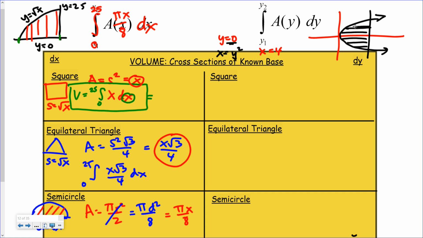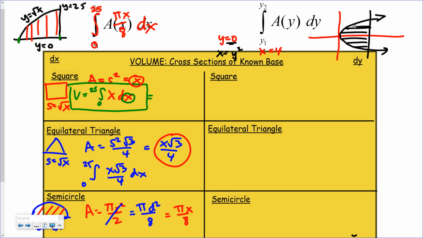Now, I need to make this clear to you. Yesterday, when you did areas, you chose if you wanted to do dx or dy. Does that make sense? You could choose the easier one. It didn't matter, except for like number 6 and number 10, where it said you had to use dx or dy, and you chose the easiest one. On your test, you can choose the easiest way to do it. But when you get to volumes, you cannot choose anymore.